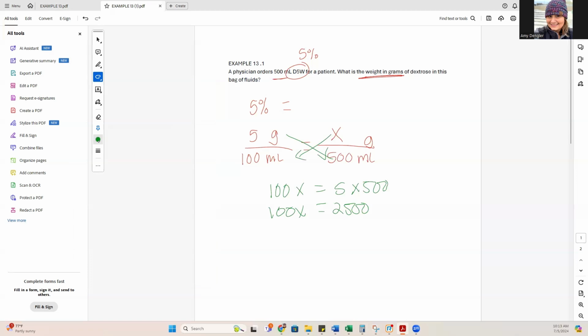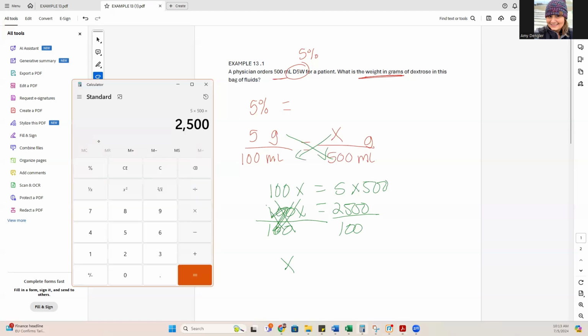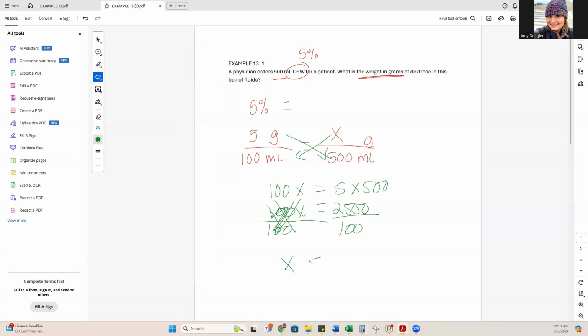And we still have our 100x here. We want to get x alone, so we are going to divide each side by 100. That crosses off and gives us nothing. Then we take our 2,500 and divide it by 100 in our calculator, and we get that x is equal to 25 grams. So if the strength of the medication is 5 grams per 100 ml, and we have a 500 ml IV bag, there's going to be 25 grams in that IV bag.